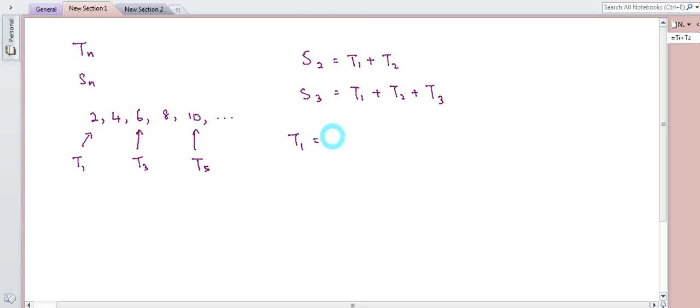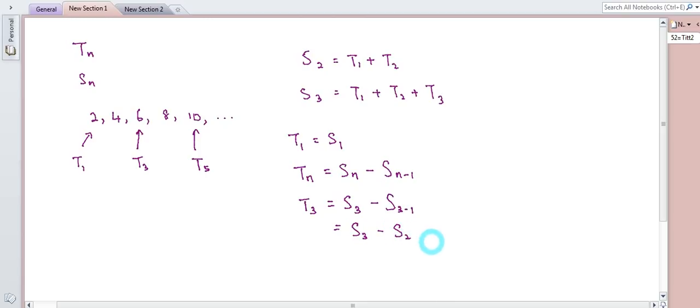T1 is actually equal to S1. You see, T1 is 2, right? S1, 2 also. And Tn is actually equal to Sn minus Sn minus 1. What does this mean? Let me show you here. Let's say we want to find T3. According to this formula, this is S3 minus S3 minus 1, right? So it will be S3 minus S2.